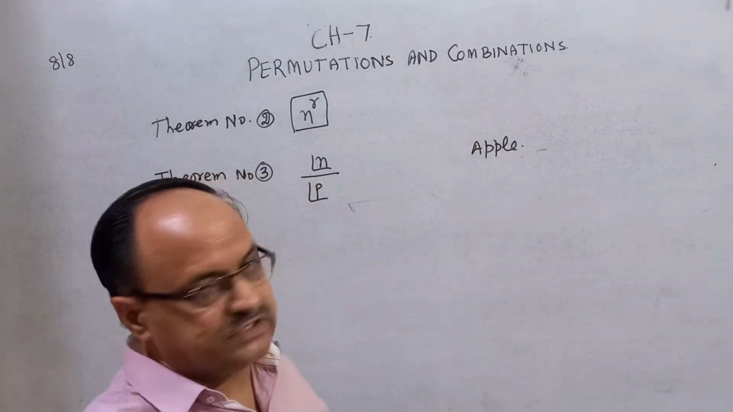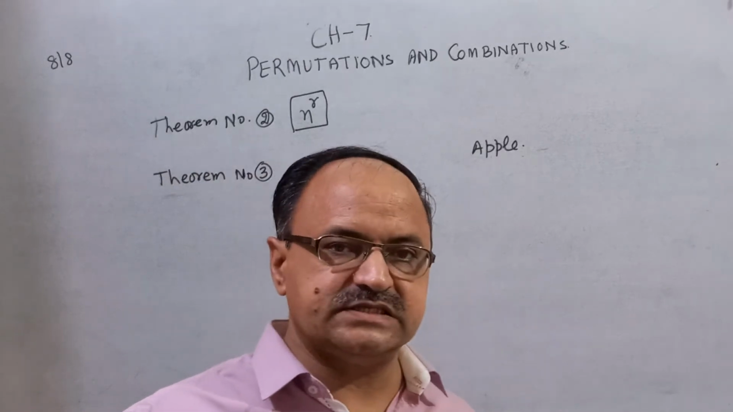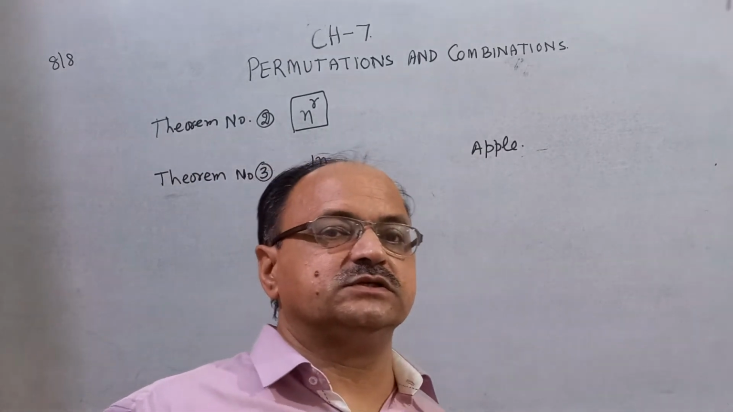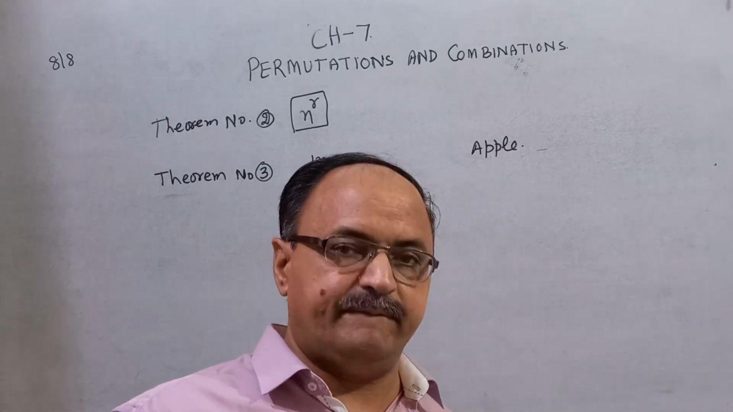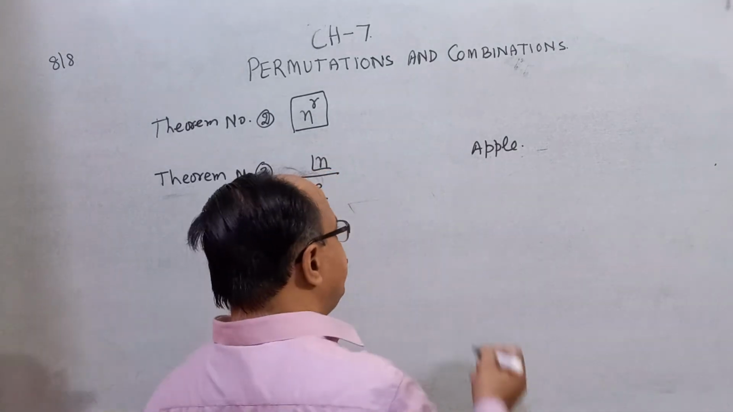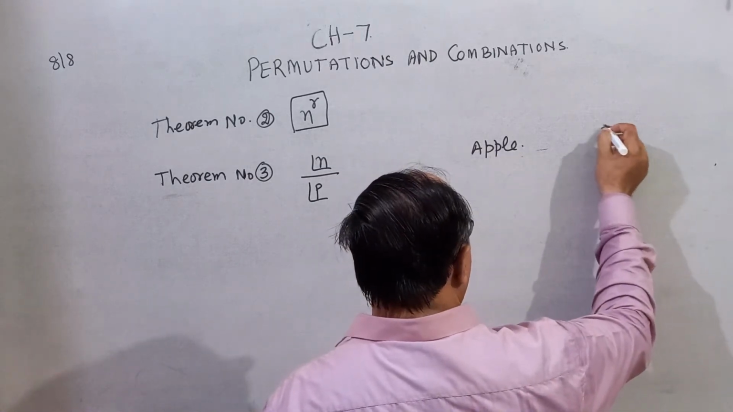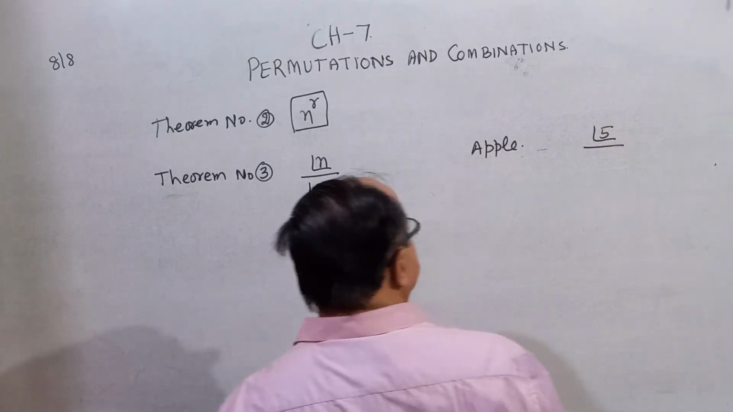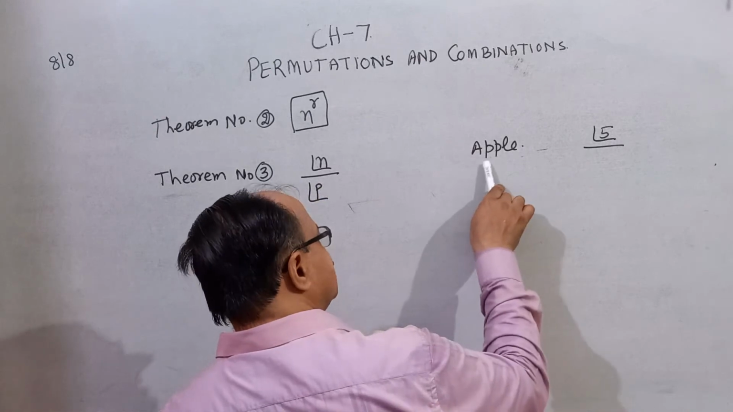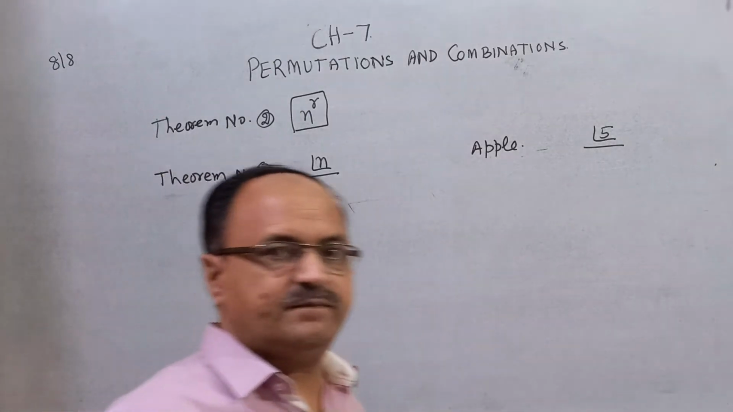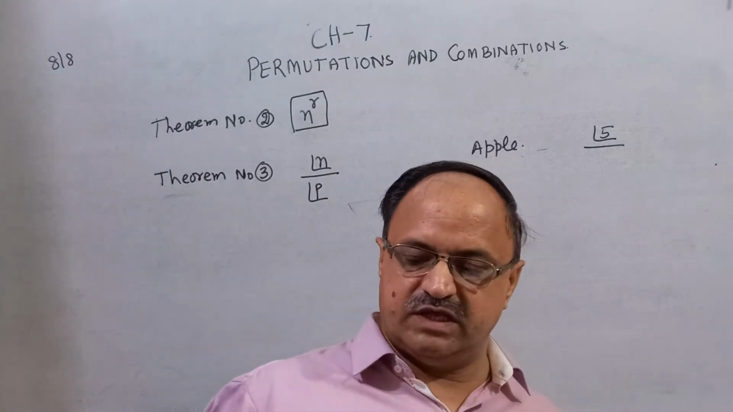You want to find the total number of words which can be formed using the letters of the word APPLE. In APPLE there are 5 letters, so 5 factorial upon something, and you know that 2 letters are repeated. The letters are A, P, P, L, E.